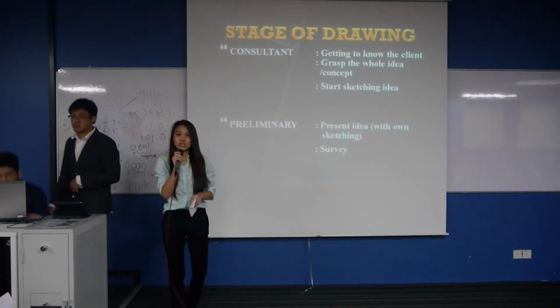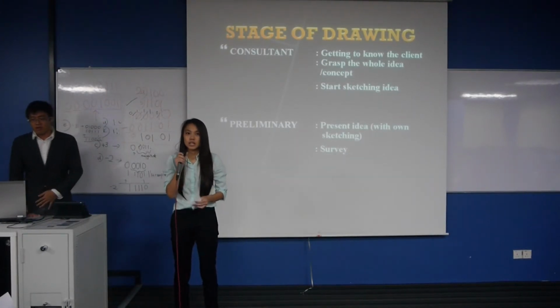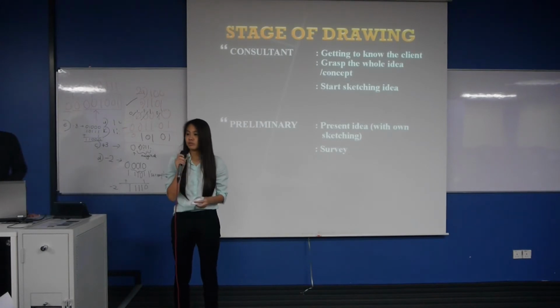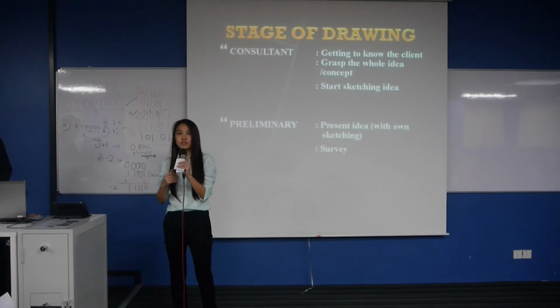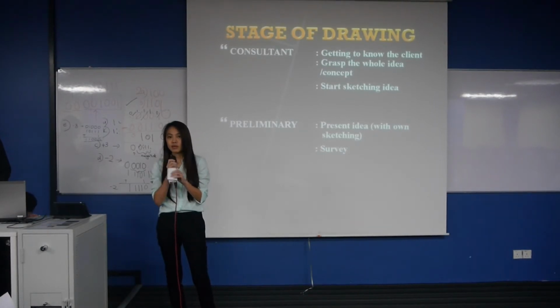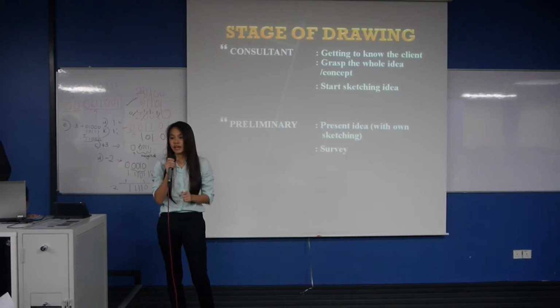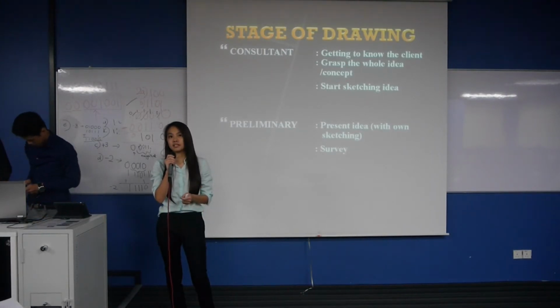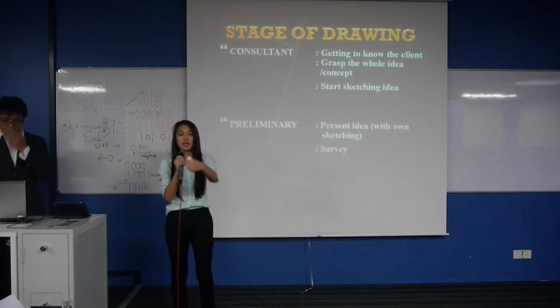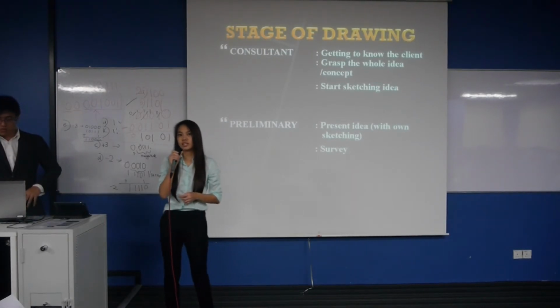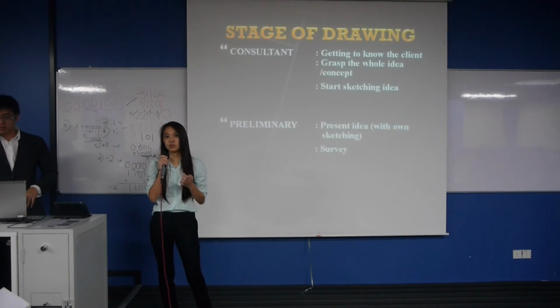Okay guys, now I'm going to tell you the stages of drawing. During the first stage of drawing, the planner architect needs to get to know the client and understand what they want and what they need. They need to grasp the whole idea and communicate well with the clients. After that, only then will they start sketching. During the second stage, before they present the idea, they will do a survey at the site.